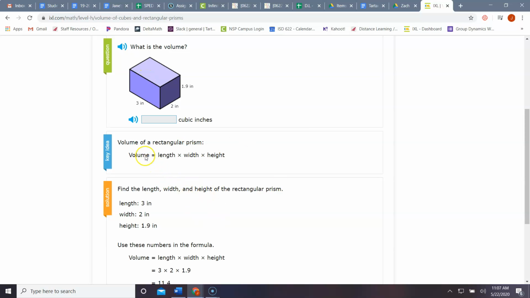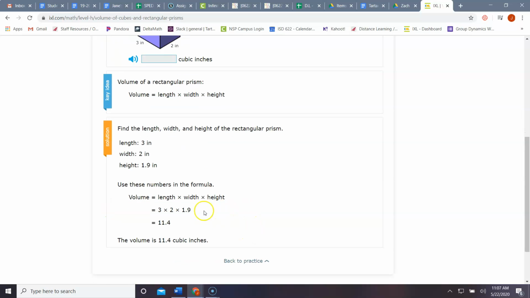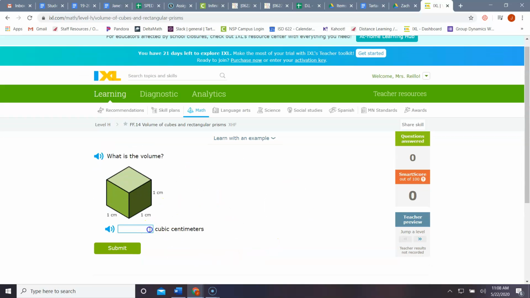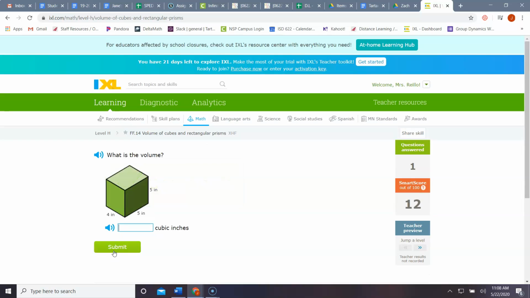They tell you that volume equals length times width times height, where our length is 3, from this base to the base in the back that you can't see. Our width of the object is 2, and our height of the object is 1.9. If we plug all those numbers in, this example ends up with our volume equaling 11.4 cubic inches. So let's go back here, enter our 1 that we came up with, and we got that one correct.